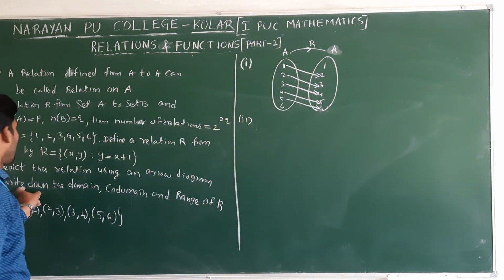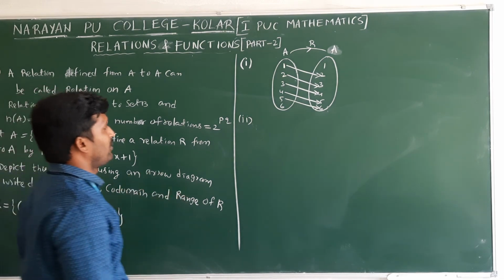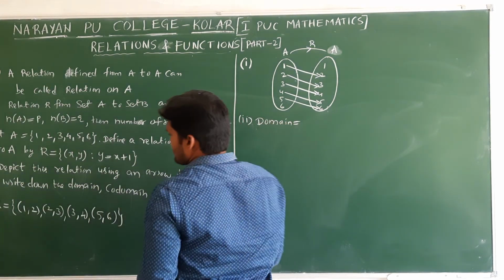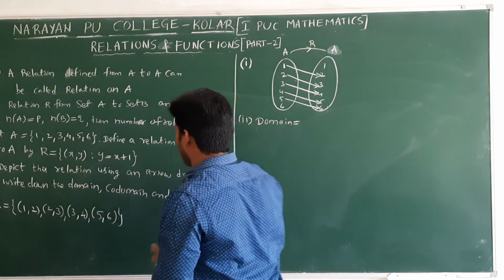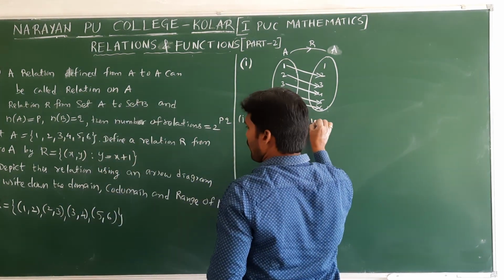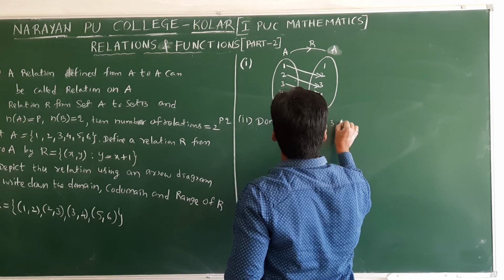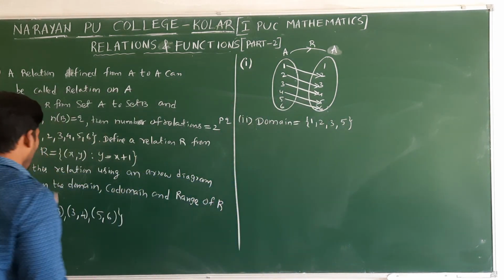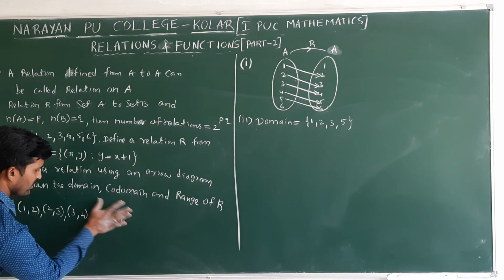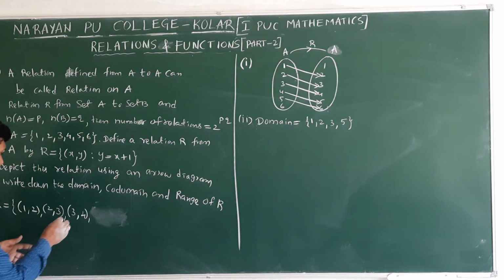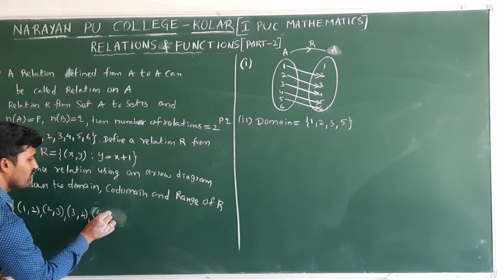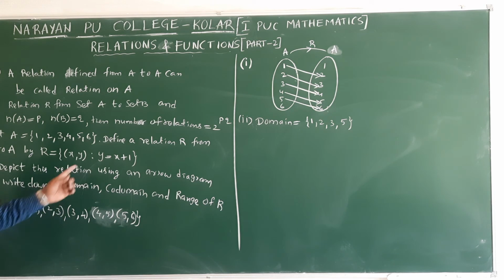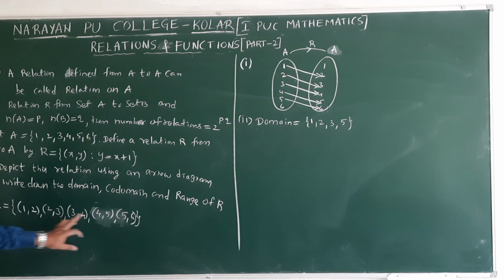Second question: write down the domain, codomain, and range of R. First, domain. Already I said domain means the set of first elements in the order pairs. 1, 2, 3, 5. If you take 4 also, one small correction, 4 we have not written. If you take 3, we get 4. If you take 4, that is 4 plus 1, 5. If you take 5, 6. 6 we are not taking. So 1 up to 5 only you are taking.